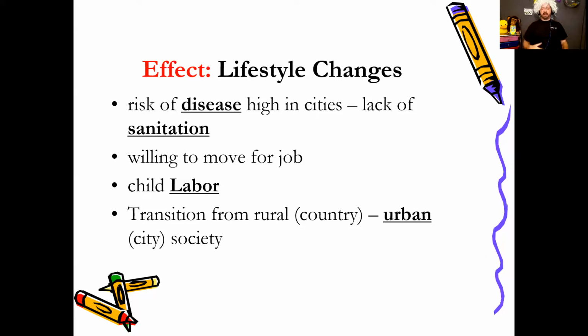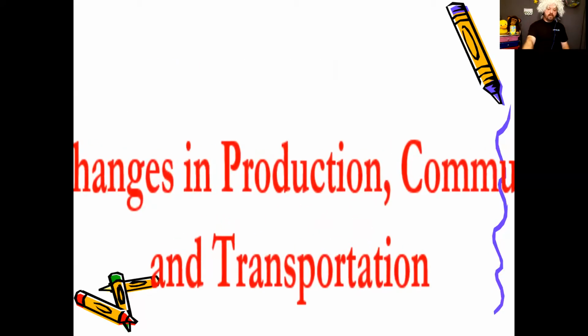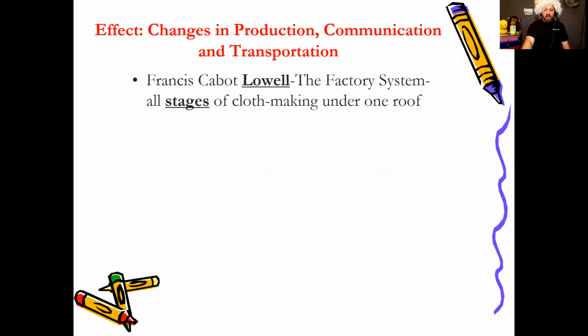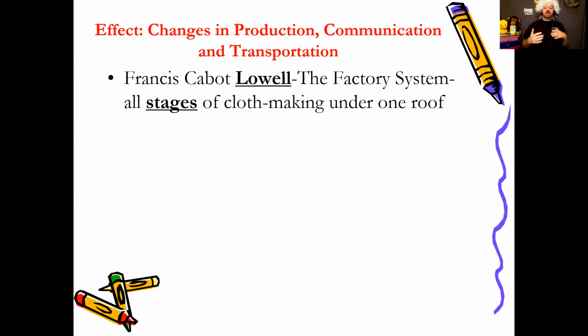This is part of that same thing, country or rural to urban or city societies. Okay. Now, the last part of this really deals with a lot of the inventions. We call this effect and change in production. It's really just the inventions that we're looking at today.